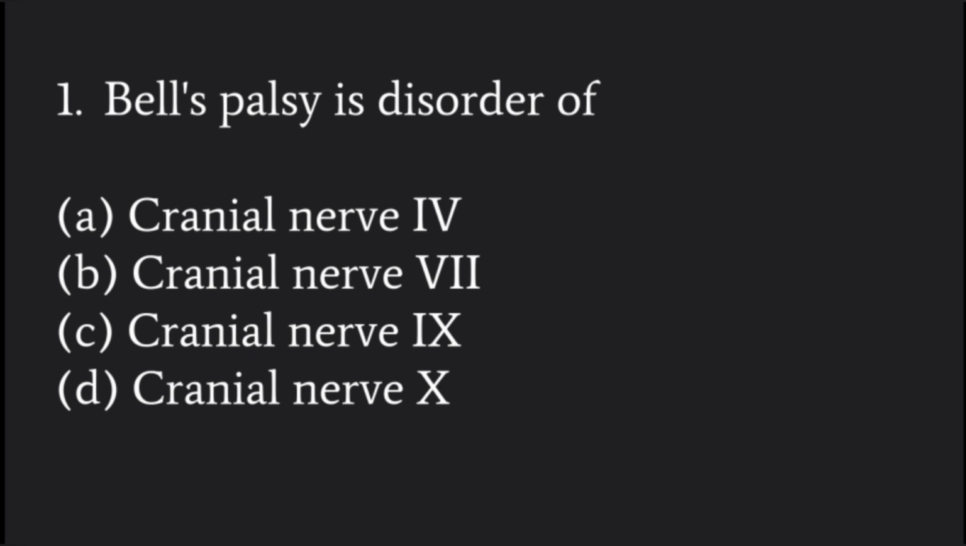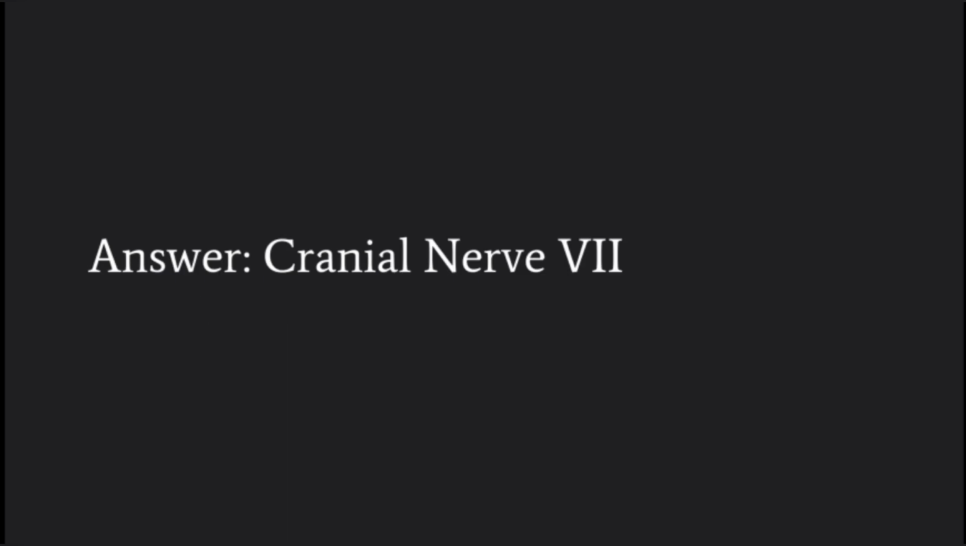Also, we should know that cranial nerve 4 is the trochlear nerve and cranial nerve 7 is the facial nerve. Cranial nerve 9 is glossopharyngeal and cranial nerve 10 is the vagus nerve. See, trochlear is related to cranial nerve 4. Cranial nerve 7 is the facial nerve, so it is related to Bell's palsy, the facial palsy. Cranial nerve 9 is glossopharyngeal; the word glossopharyngeal is used for the tongue and the pharynx. And cranial nerve 10 is the vagus nerve. So, the answer here for Bell's palsy is cranial nerve 7.